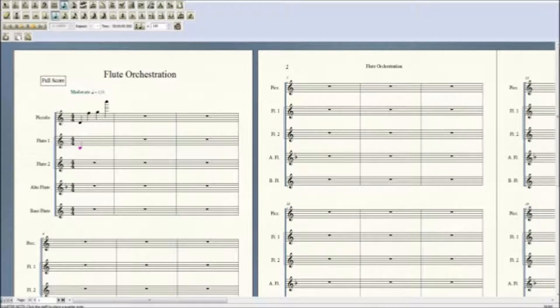Flute has a very distinct set of range. And this is where I criticize a lot of flute people who write for flute, who tend to know nothing about flute writing, who claim that they do.